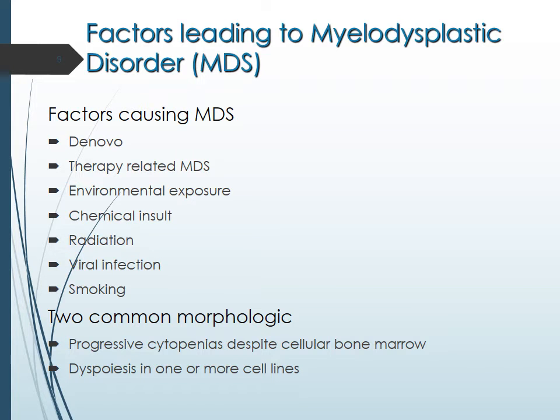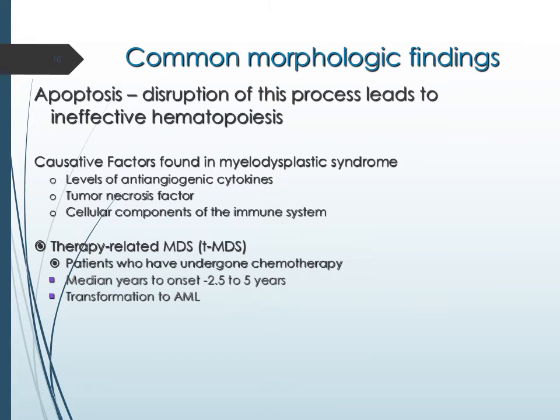Now remember, the two common morphologic features that we mentioned in slide number 1 are the progressive cytopenias despite a cellular bone marrow, and second is dysplasia in one or more cell lines. Also on the slide, we had mentioned apoptosis, which we have defined in an earlier lecture. Apoptosis is programmed cell death, and if there is a disruption in this process, this can lead to ineffective hematopoiesis.